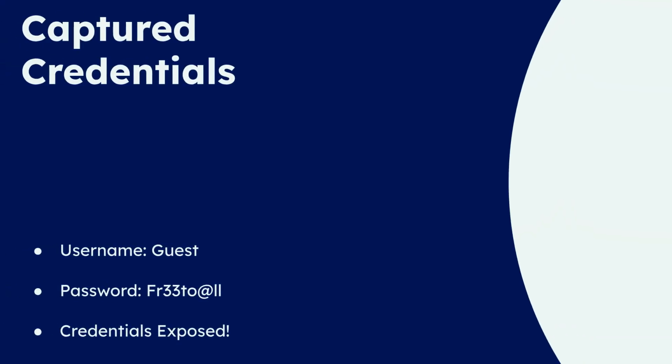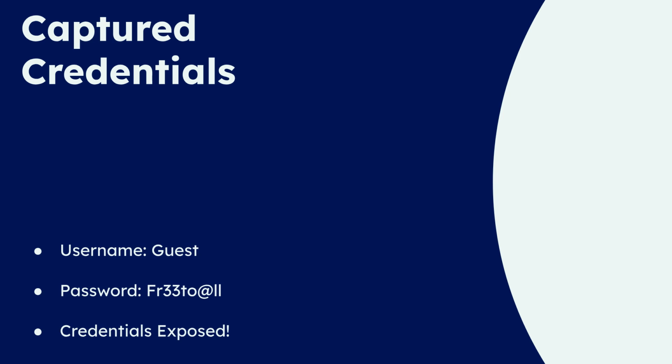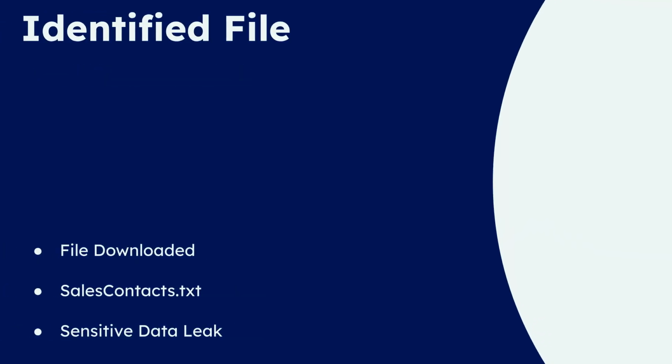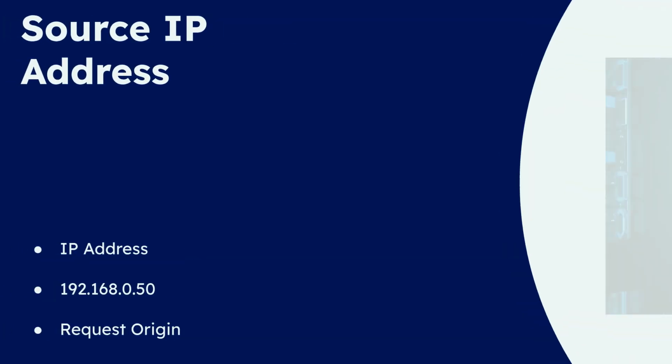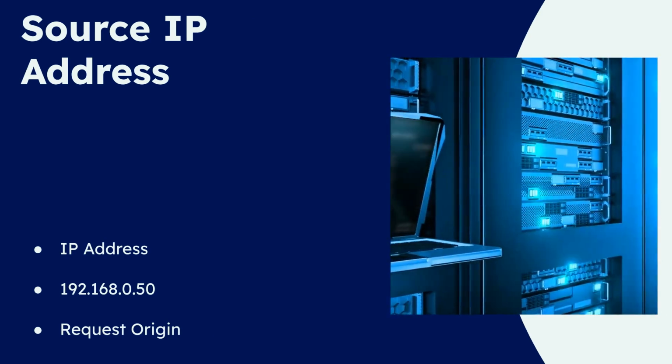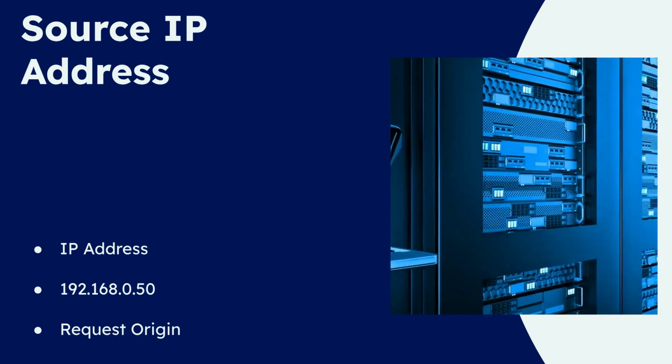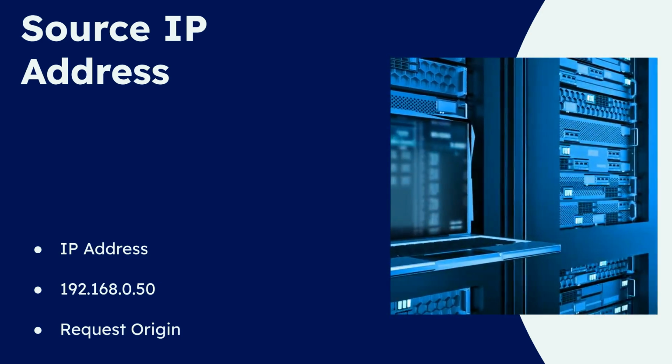From the captured traffic, we clearly see the exposed credentials. The username is guest, and the password is fr332@ll. We also successfully noted the file being downloaded, which in this case was salescontacts.txt, confirming a sensitive data leak. The IP address making this insecure FTP request was identified as 192.168.0.50, easily traceable through the capture.